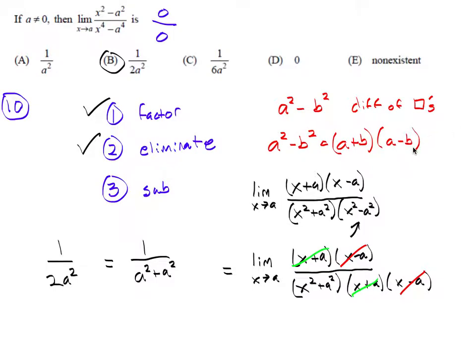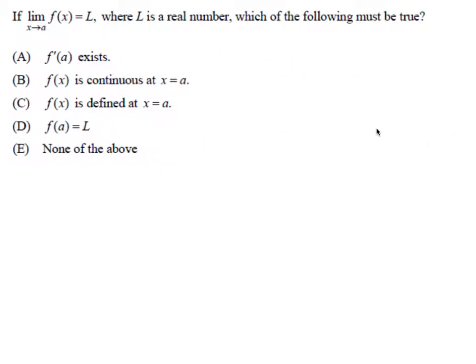All right, let's move on to problem number 11. So in this problem, we have the double-sided limit of a function, and it's set equal to a number. What do we know? Double-sided limit: something equals something, right? What is it? The limit, I should just say lim.